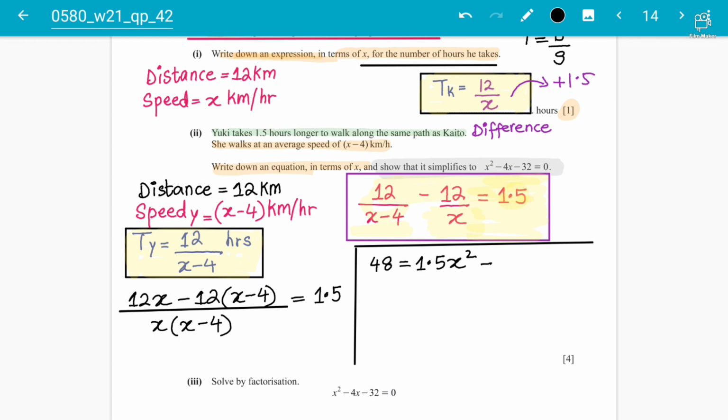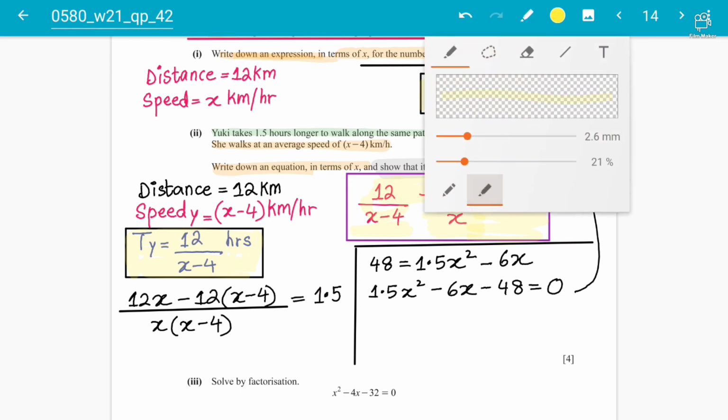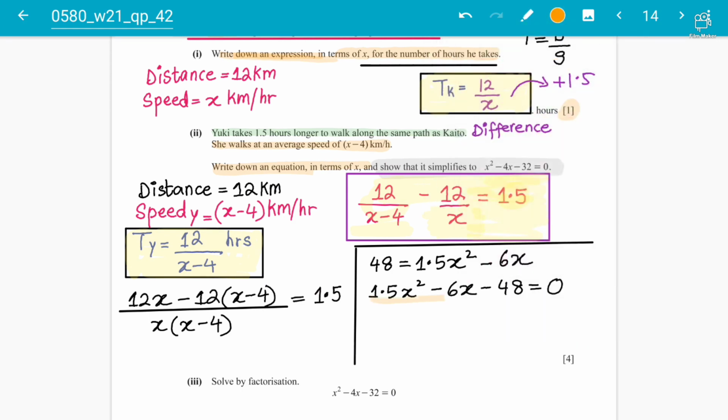I cross multiply and take it to the other side. 1.5 times 4 is 6. So here we go, we got 1.5x square minus 6x, and minus 48 is equal to 0. This is simply not matching with whatever we have to prove. Again, most of the time it will not match what we have to prove.